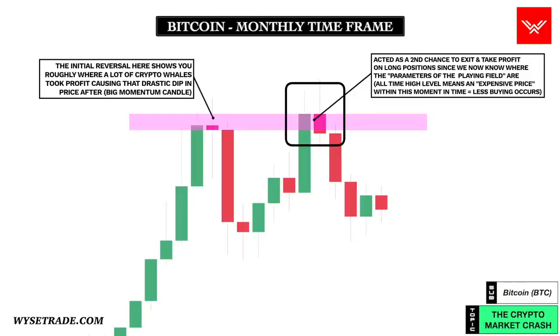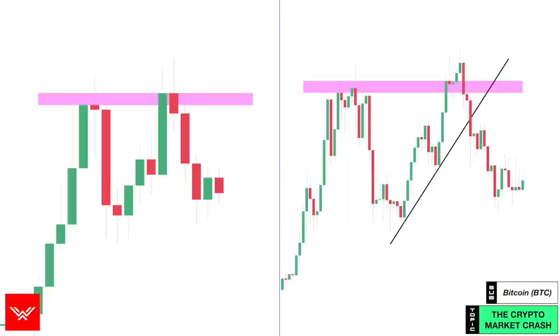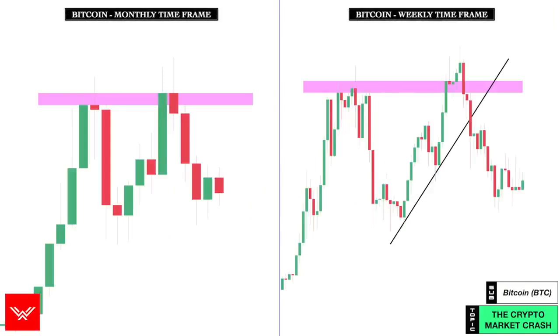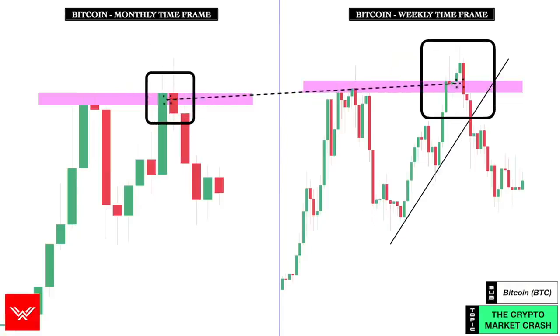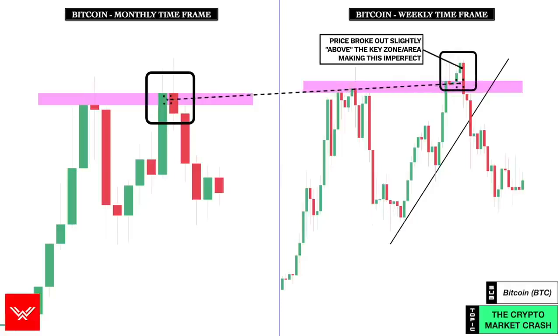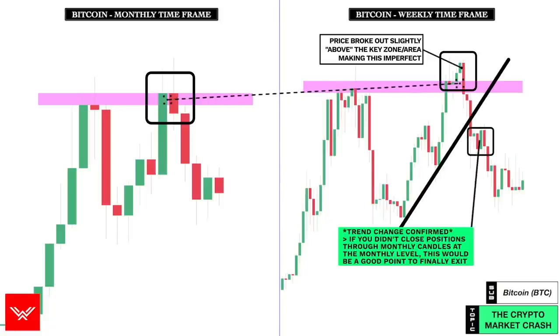Now, let's pull up the weekly time frame and put it beside this one. On the left is the Bitcoin monthly time frame we just looked at, and on the right is the Bitcoin weekly time frame. Same key level and area, same uptrend. This area here is this same area here. Again, notice how on the weekly time frame, price broke out slightly above, making this an imperfect area. If you didn't close out your positions based on the monthly time frame price action and monthly key levels, a second exit confirmation point would have been through the trendline break area here.